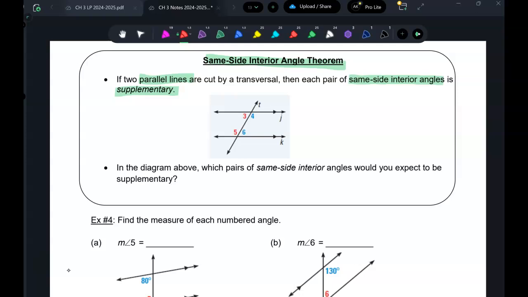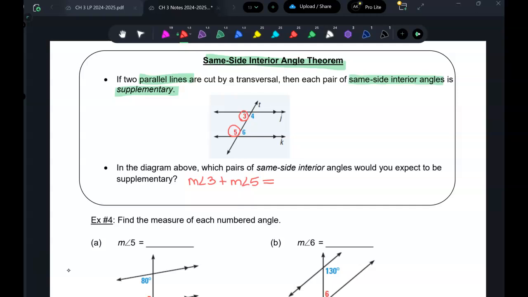Okay, so take a look at 3 and 5. Wait, so we were doing same side interior and we were making them congruent, or were we not? No, we weren't making them congruent. Oh, no. Okay, got it.